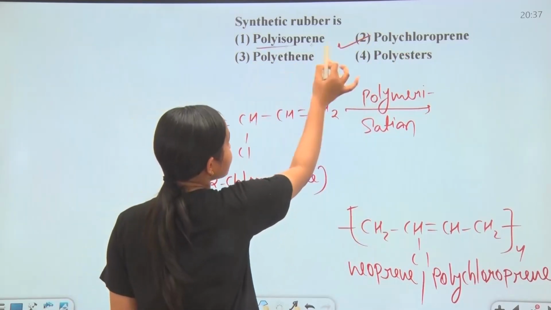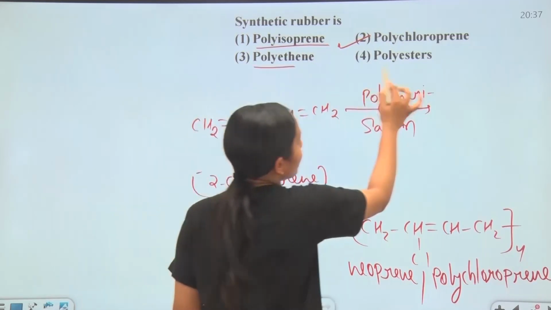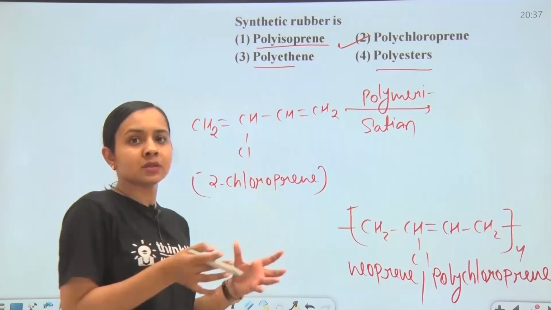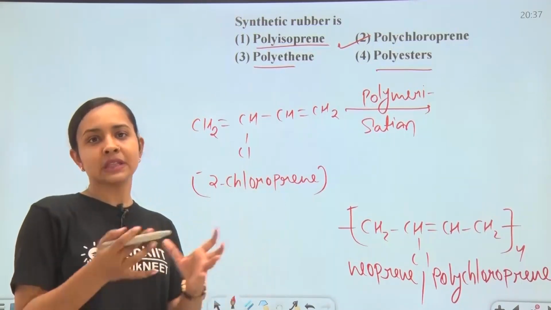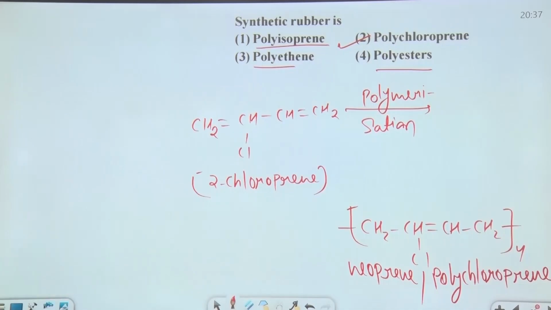Students, polyisoprene is a natural rubber. Polythene and polyester: polythene is a synthetic plastic, and polyester is used as a synthetic fiber. Thank you.